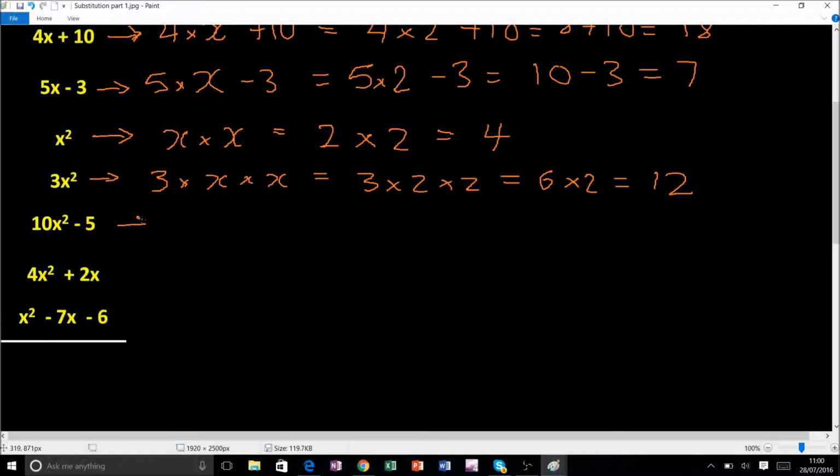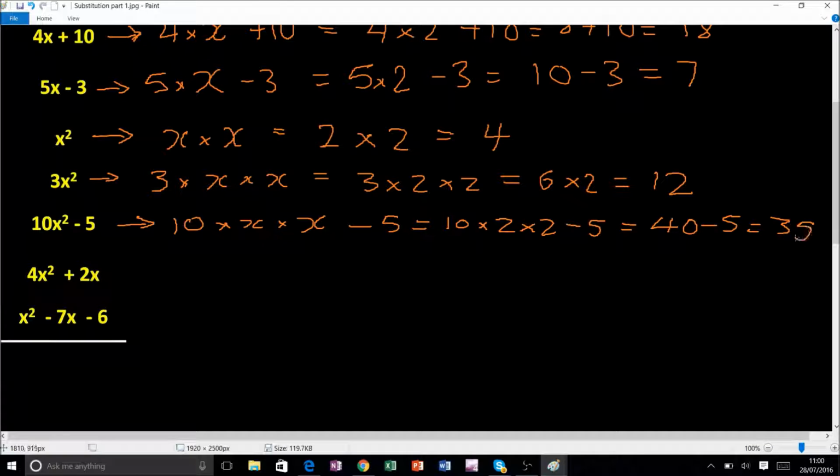Now let's look at this bad boy here. We've got 10x squared, so we've got 10 times x times x, take away 5, which is also the same as 10 times 2 times 2, take away 5. 10 times 2 times 2 is going to give us 40. 40 take away 5 is going to give us 35.